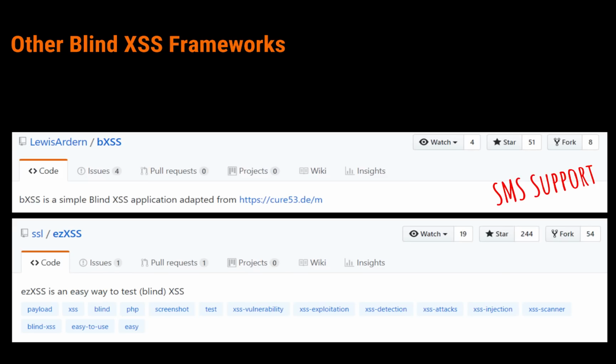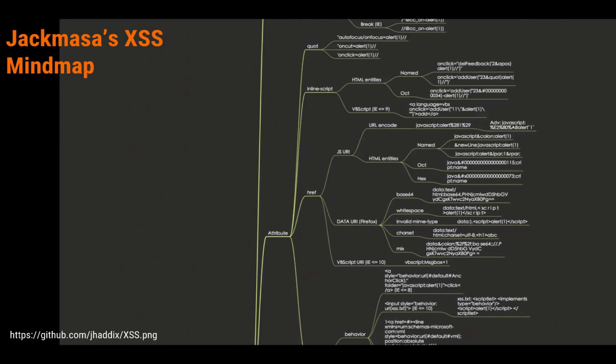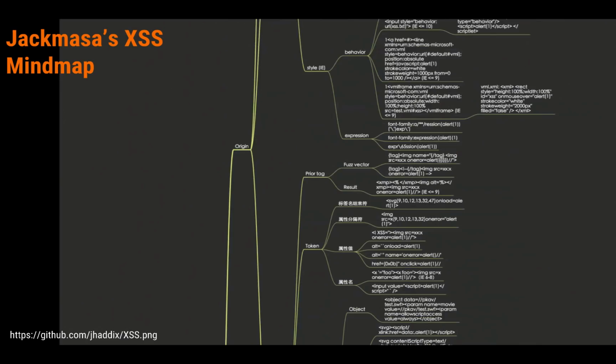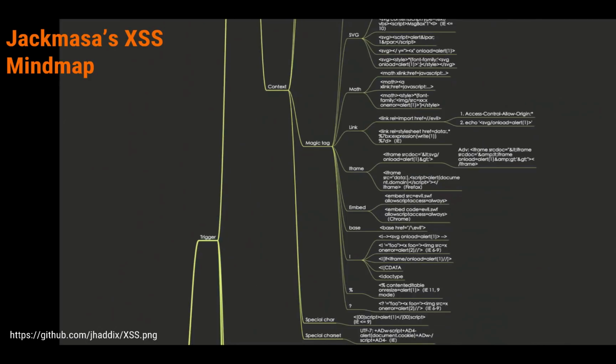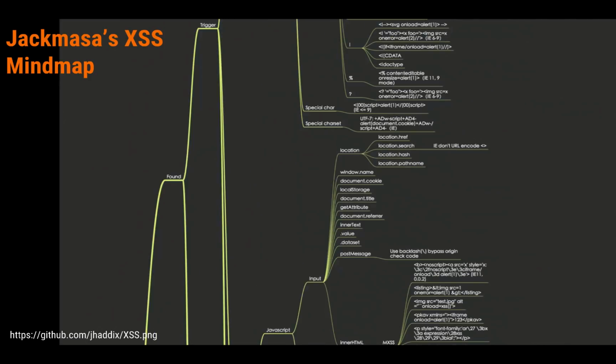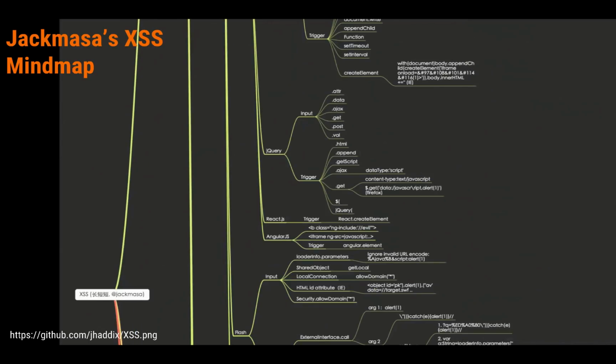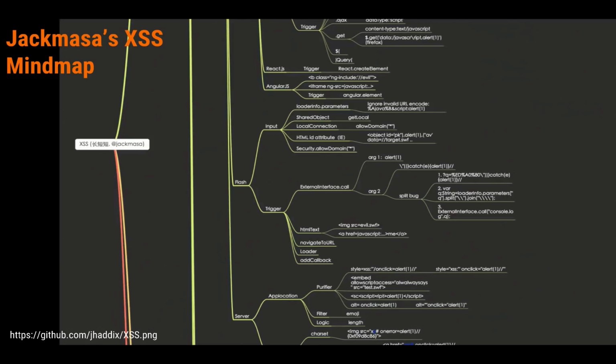Here are other blind XSS frameworks that you can just get off of GitHub, and they are open source projects. One of them is BXSS and the other EasyXSS. And lastly, you can also use Jackmasa's XSS Mindmap to really get in and see all of the different possible injection types that you can use when trying to break an XSS filter. I highly recommend using this.